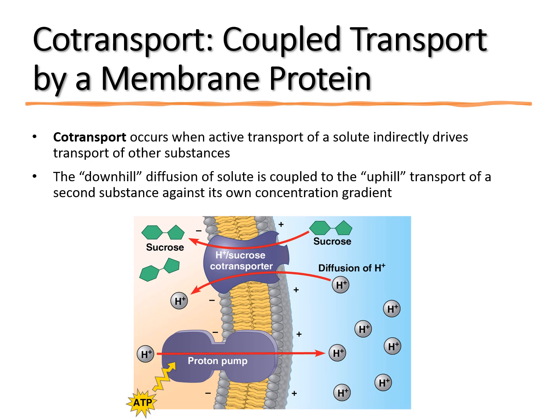So this is called co-transport, and it occurs when active transport of a solute indirectly drives transport of other substances. So we're not using ATP, it's indirectly driven by other substances going down their concentration gradient. The downhill diffusion of the solute, so in this case this is the hydrogen ion, is coupled to the uphill transport of a second substance, in this case sucrose, against its own concentration gradient.